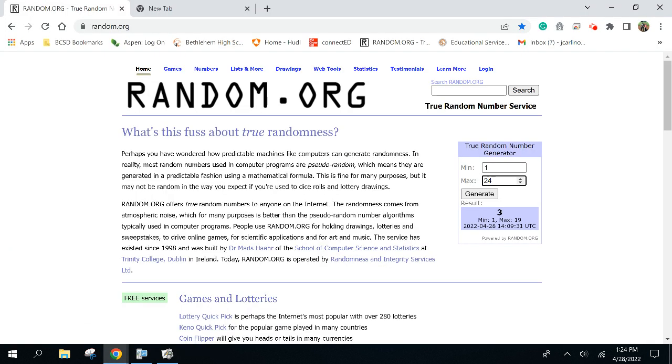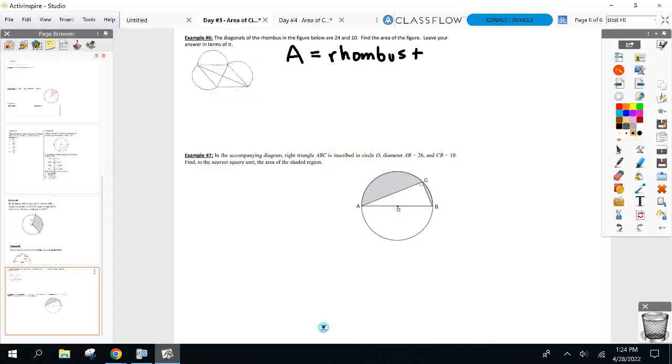Talk to me. Eva, talk to me. What's attached to that rhombus? Which makes how many full ones? 1.5. So rhombus plus 1.5 circles. That's what I'm going to find the area of.